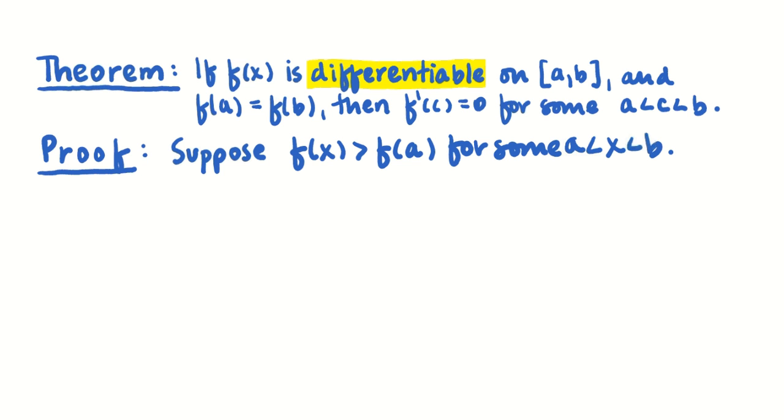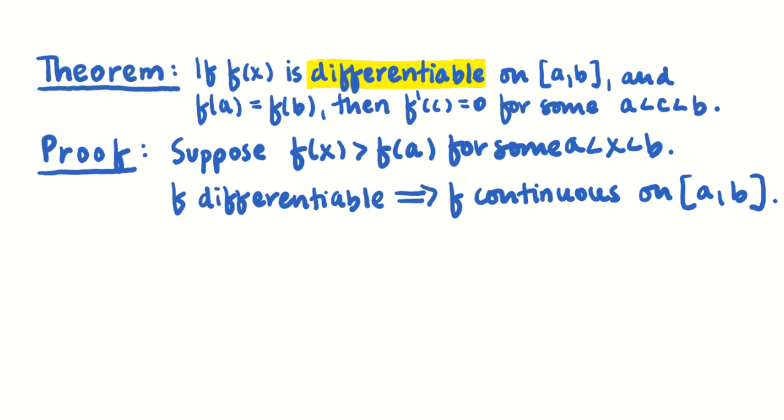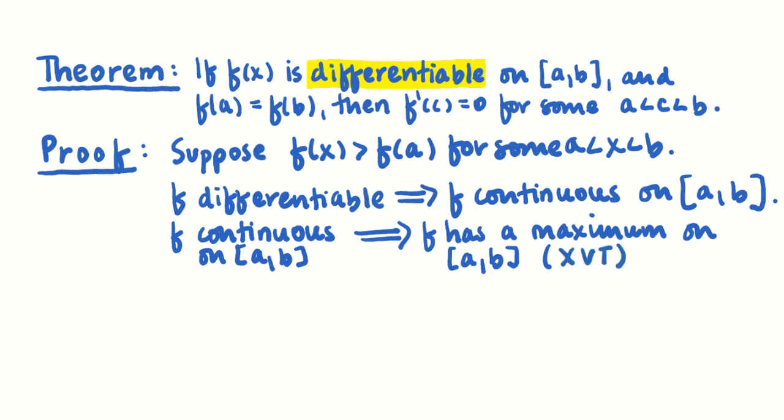Well, because the function is differentiable, we know it's continuous. That was one of the theorems that we got in the first unit: differentiable implies continuous. And now because f is continuous on the closed interval, we're going to apply the extreme value theorem and say f has a maximum value on the closed interval a to b. I'm going to call this maximum, happening at x equals c, f of c.